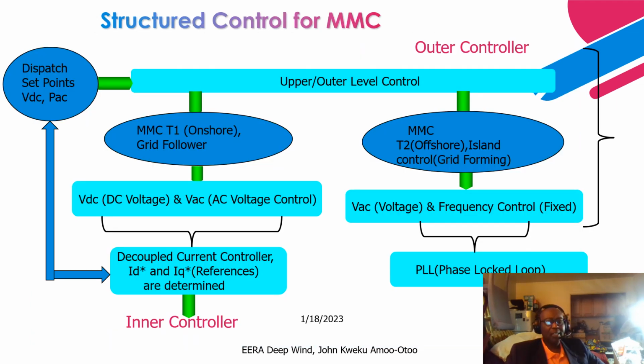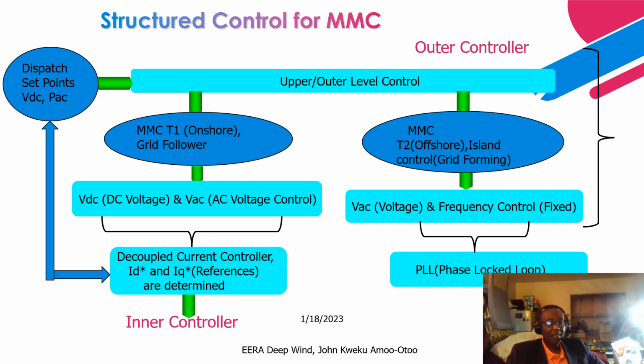Now, let's walk through the structured control for the MMC. For the MMC control, we have the outer controller and the inner controller. For the outer controller, we have dispatch set points for the DC voltage and the active power that are fed to the outer level controller. The MMC located onshore has a grid following control, and the MMC located offshore operates in an island control, that is grid forming control.